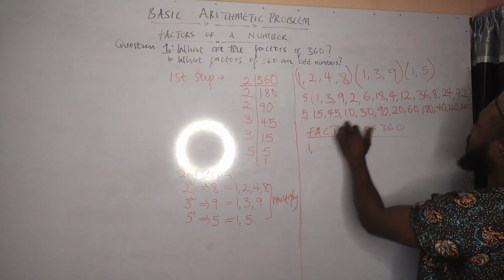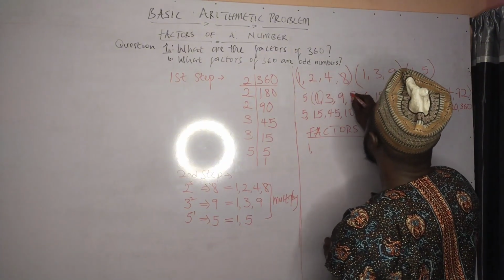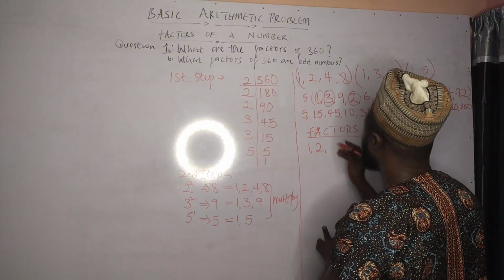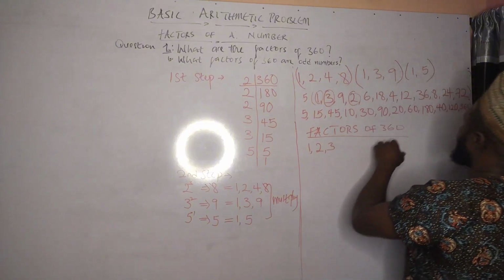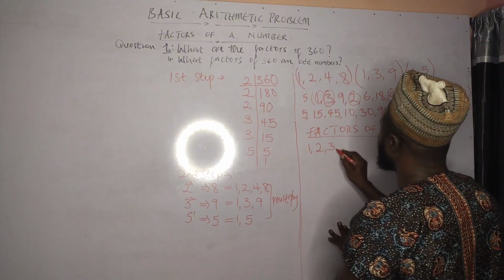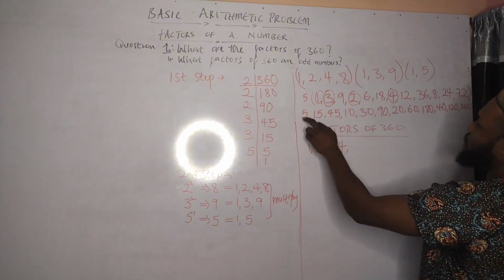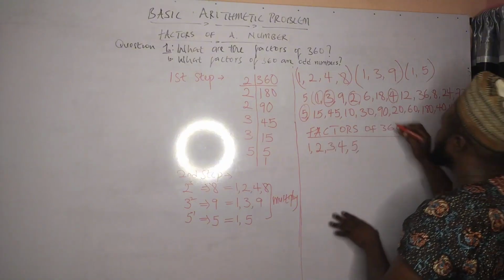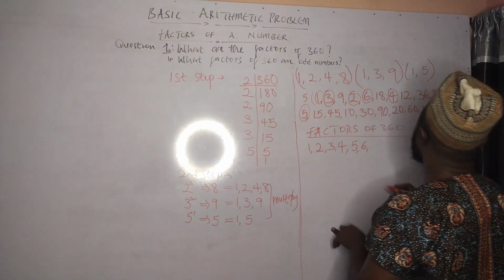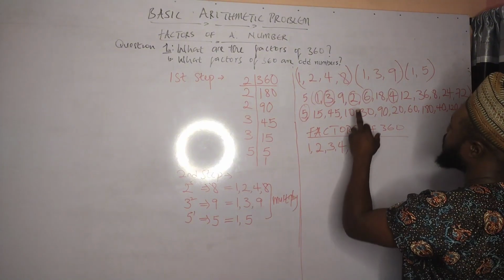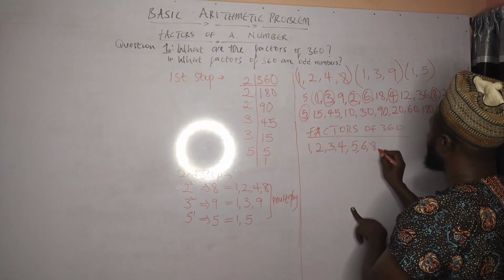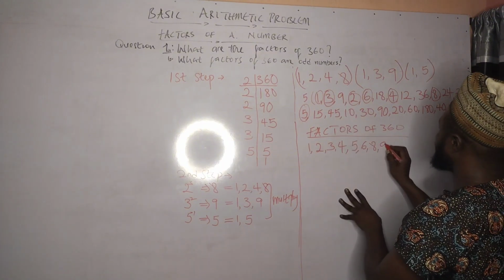1. Do we have 2? Let me be circling them. We have 2. We have 3. Do we have 4? Yes, we have 4. Do we have 5? Yes, we have 5. Do we have 6? Yes, we have 6. Is 7 there? No. What about 8? Do we have 8? Yes, we have 8. Do we have 9? Yes, we have 9.